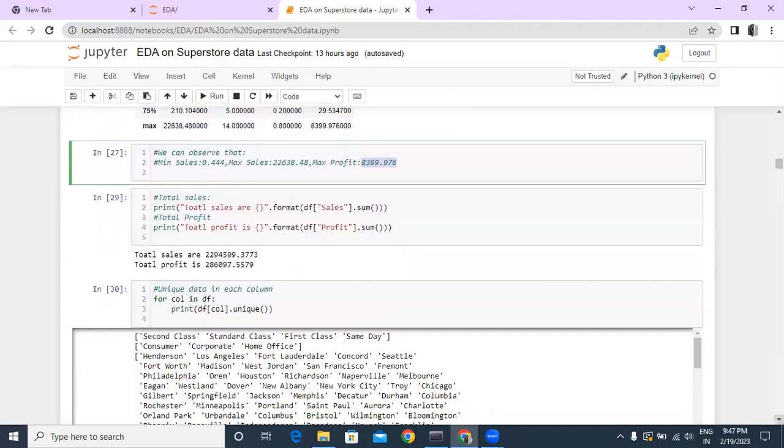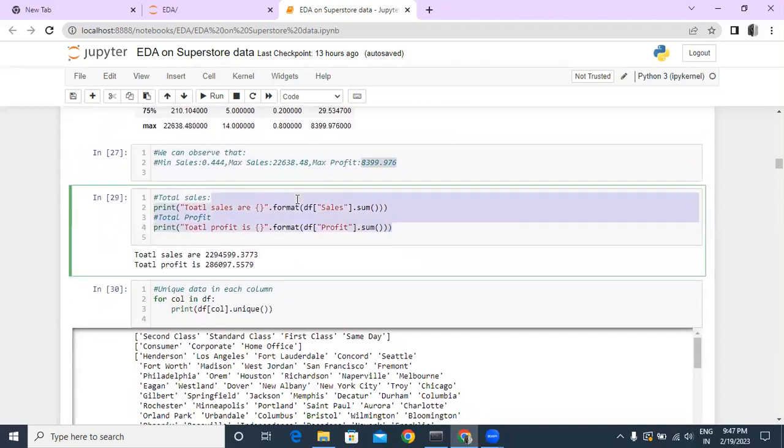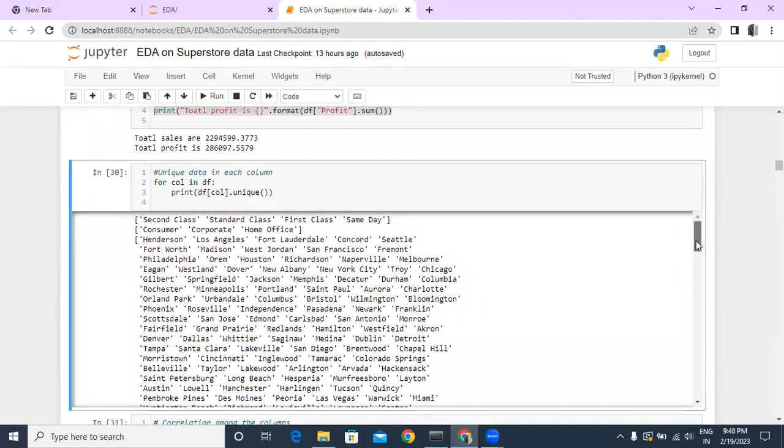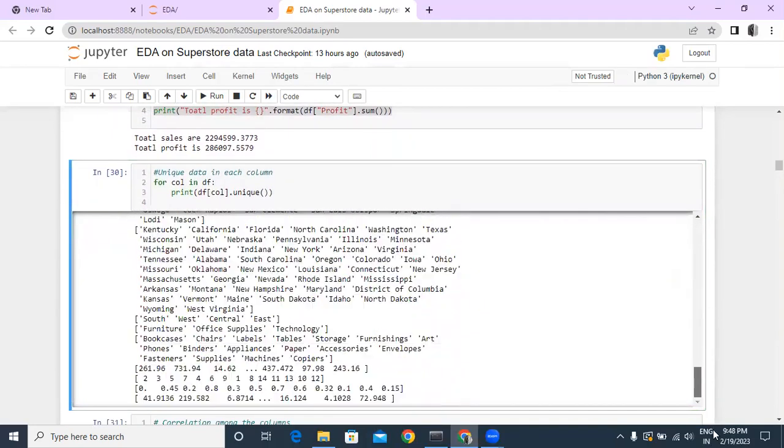Now we are printing the unique data in each column using the print command. So if we have to look at what all are the unique values in each column, we can just have a direct look over here. So this is how we can see.